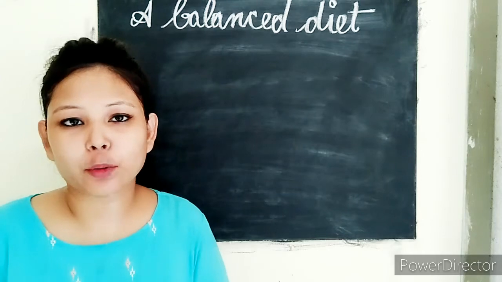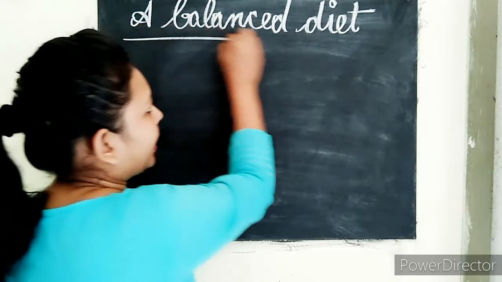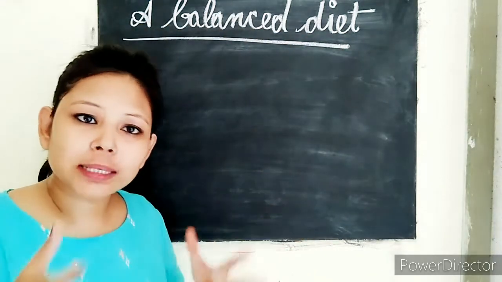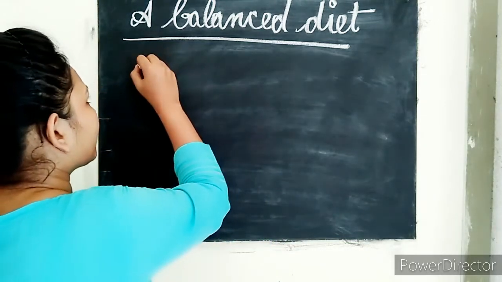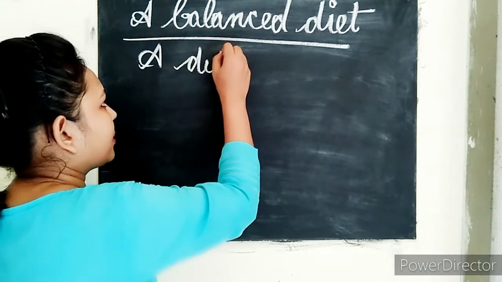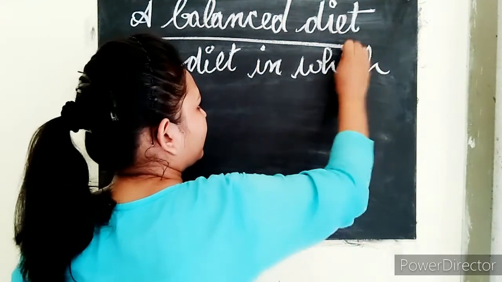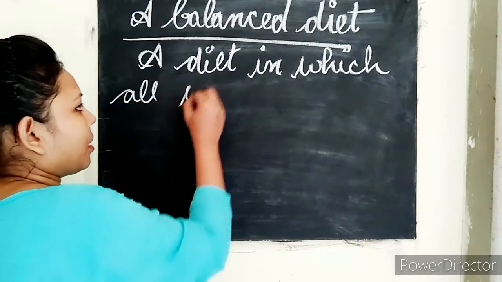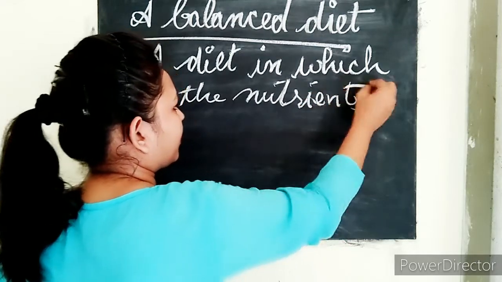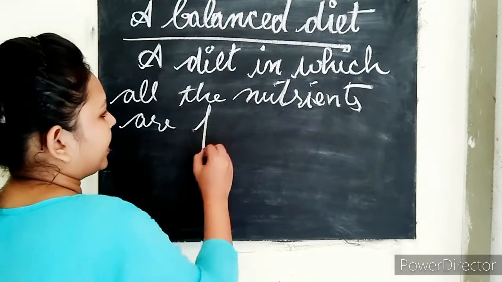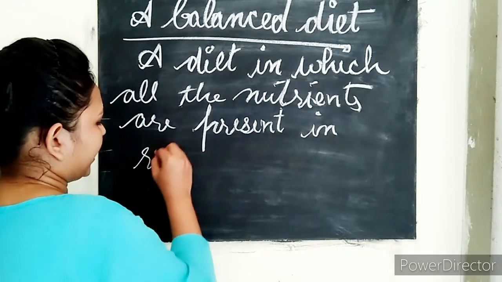So students, this is the last topic of today's session, that is a balanced diet. So what do you understand about a balanced diet? Okay, so what is a balanced diet? A diet in which all the nutrients are present in the right amount.